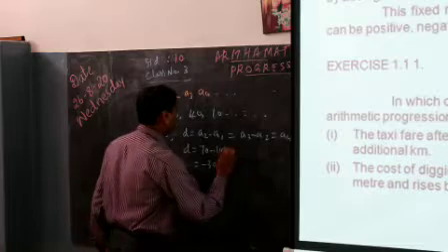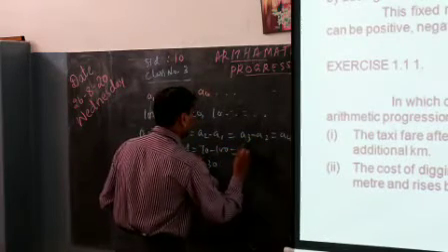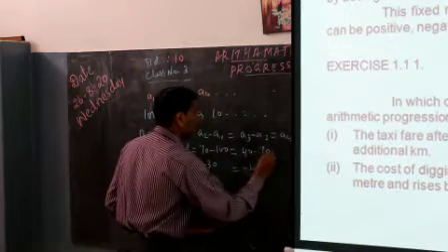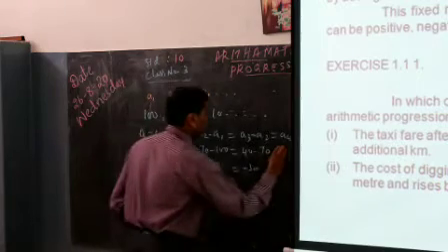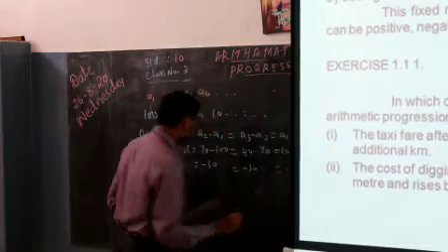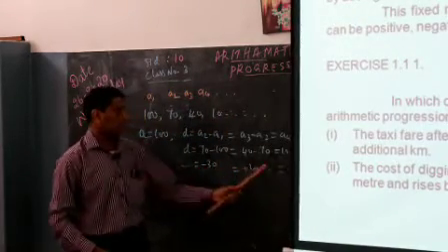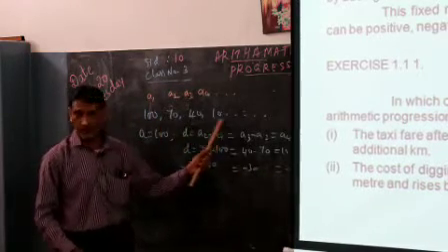Here also, A3 minus A2. What is A3? 40 minus 70. 40 minus 70 is minus 30. And similarly here, you find A4 minus A3. A4 is 10 minus 40. 10 minus 40 is equal to minus 30. See this difference: minus 30, minus 30, minus 30. Therefore, minus 30 is the common difference. Therefore, this is an arithmetic progression.